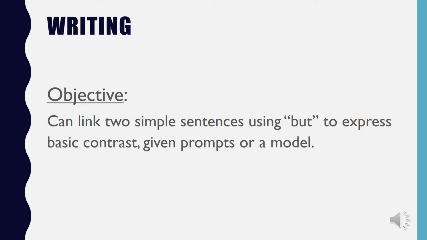So today we have a writing lesson with us. And today's objective for this writing lesson is that by the end of this video, you will be able to link two simple sentences using but to express basic contrast in given prompts or a model. So let's see how that works for both of us. I hope you will enjoy this video as much and would try to fulfill this objective by the end of it.